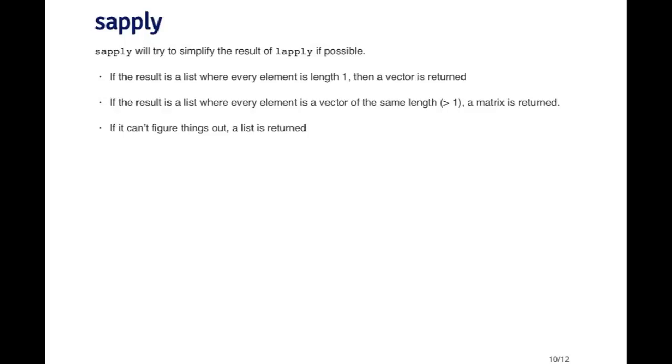If the result is a list where every element is a vector of the same length, for example, if the list comes back and every element has a length of 5, then what sapply will do is put those elements in a matrix that's 5 by however long the list is. And so that's often what you want to happen. But if it can't figure out how to simplify the object when it comes back, for example, if the object has many different types of things that come back, then it won't do anything. It'll just return a list.